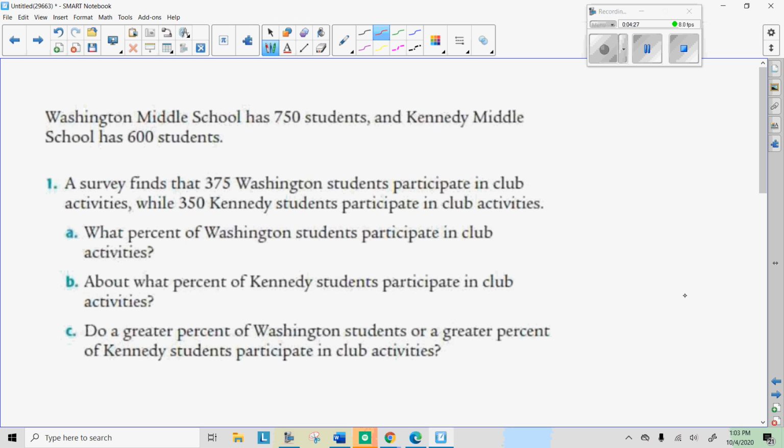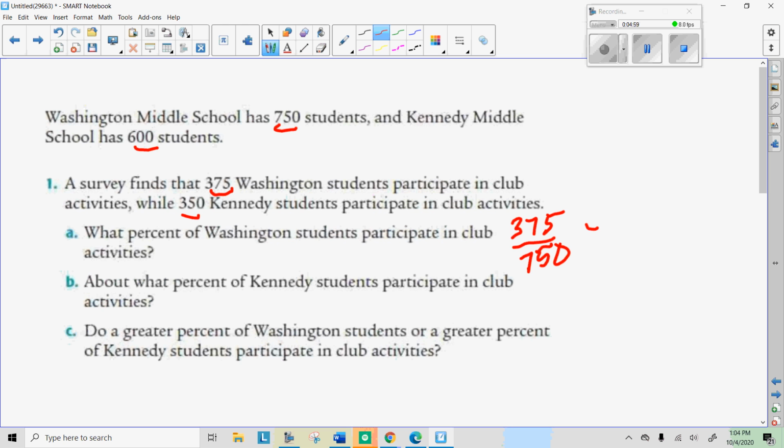Okay, so remember here, Washington Middle School has 750, Kennedy Middle School has 600 students. So a survey finds that 375 Washington students participate in club activities while 350 Kennedy students participate. Okay, so Washington is 375 out of 750. And we want to know what percent that is.